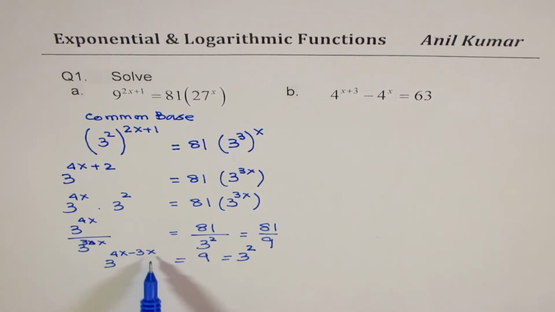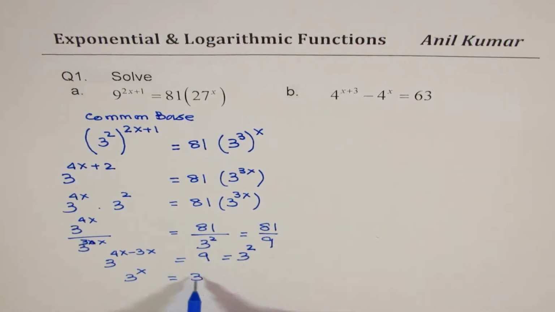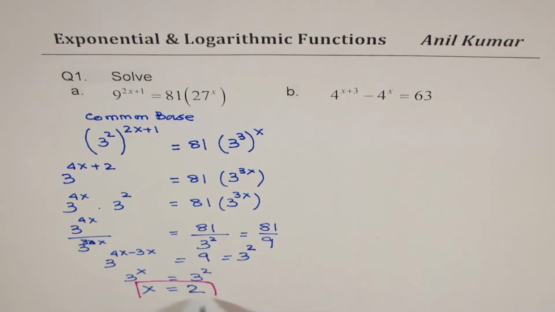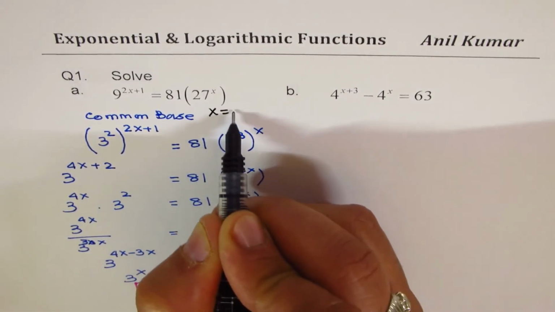Now, 4x minus 3x is x. So we have 3 to the power of x equals 3 square. And that gives you that x is equal to 2, right? So comparing the exponents, we get x equals 2. I've actually taken more steps than usual to solve this particular question. The idea is I'm just showing you how to move around with these numbers, right? So the answer here is x is equal to 2.